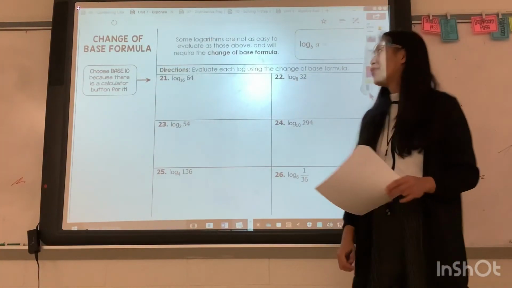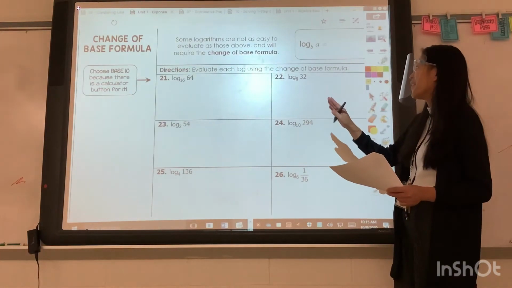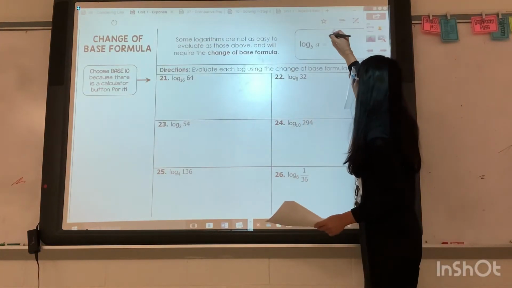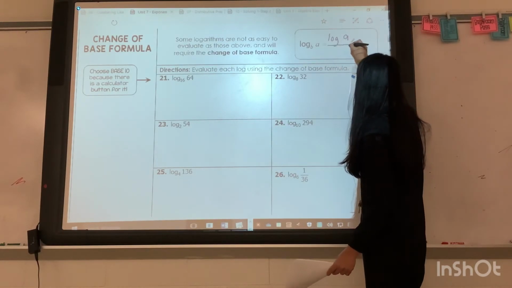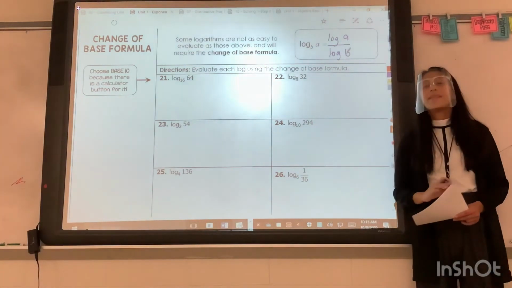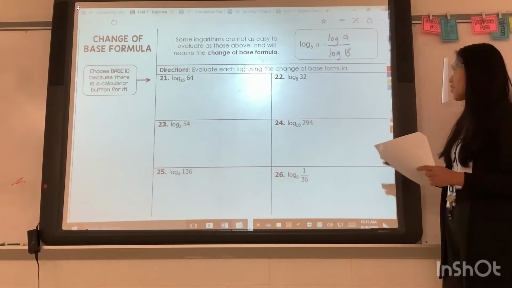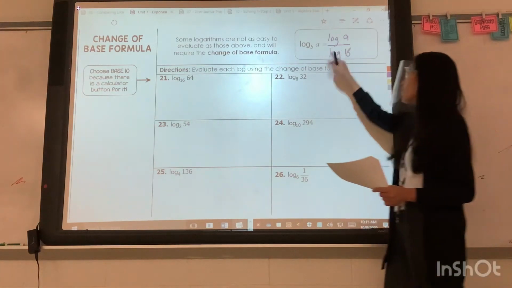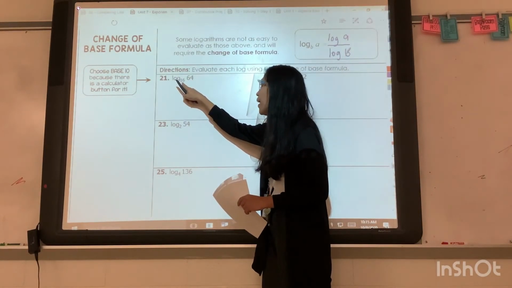Okay, let us now proceed with the next topic, which is the change of base formula. So in here, you are going to use a formula which is the log of your A over log of your B. This is another way of solving for your x. But sometimes, the answer is a decimal. Don't interchange, don't mix this one. This is your B and this is your A.